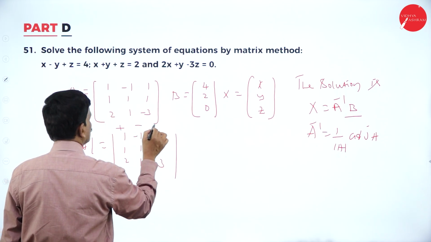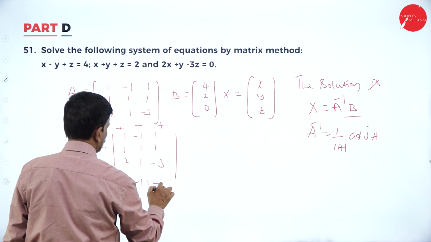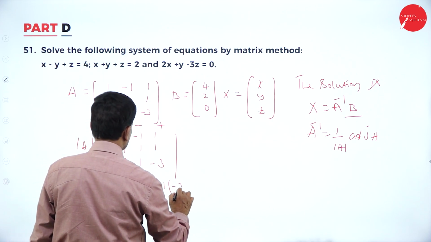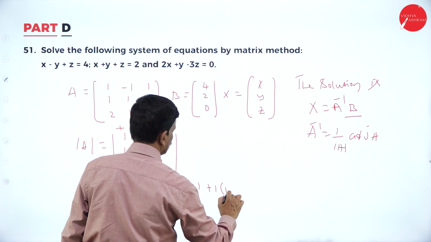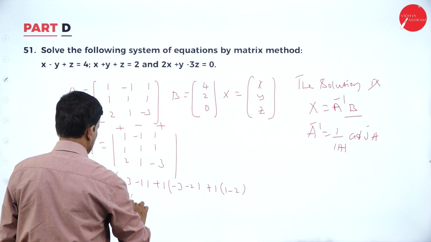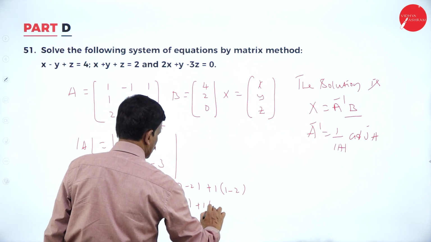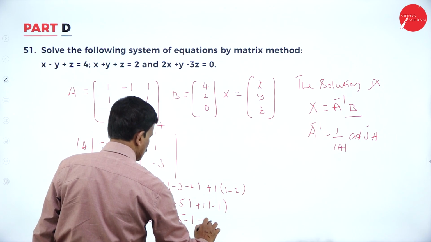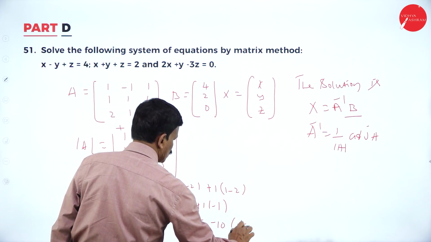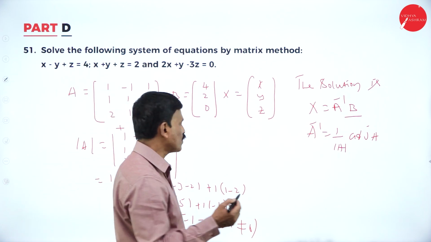Expand with respect to the first row. 1 into (1 times minus 3 is minus 3, minus 1), minus 1 into (1 times minus 3 is minus 3, minus 2), plus 1 into (1 times 1 is 1, minus 2). So this is 1 into minus 4, plus 1 into minus 5, plus 1 into minus 1. Minus 4, minus 5, minus 1, that's equal to minus 10, not equal to 0. So A inverse exists. Just go on finding the cofactors.